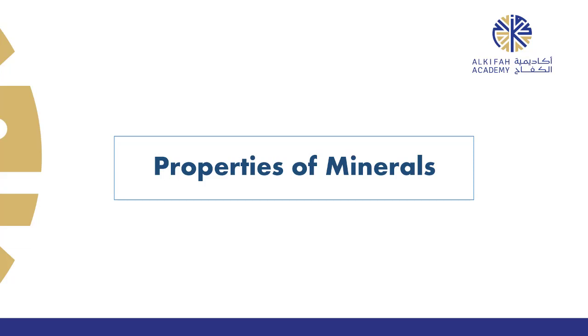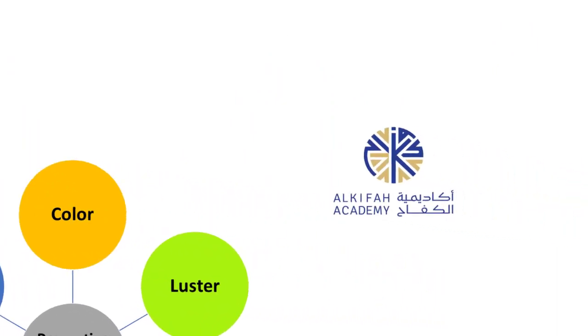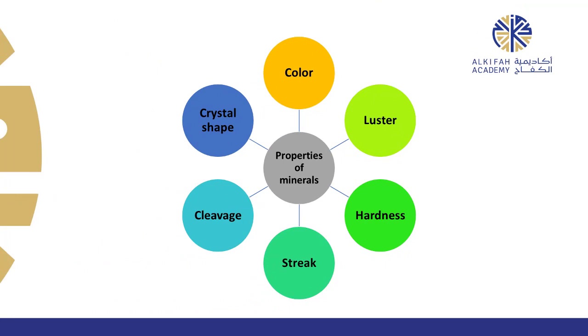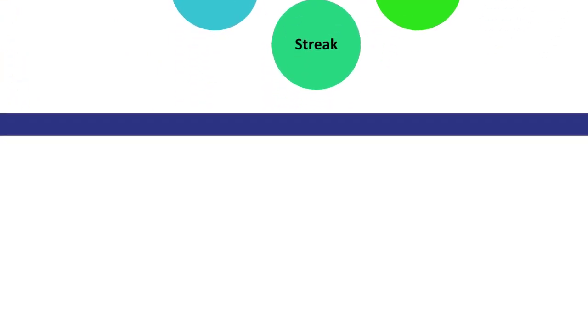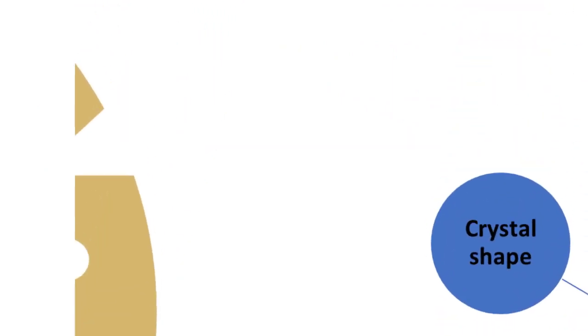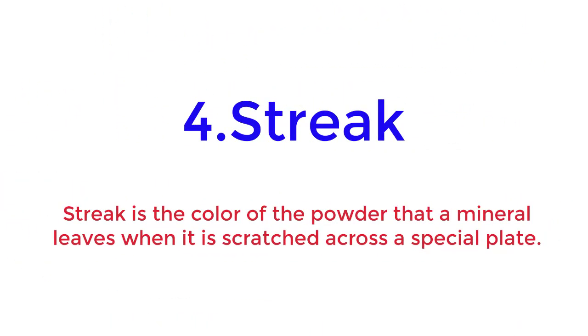Today, inshallah, we will continue properties of minerals. In the previous lesson, we learned three of these properties: color, luster, hardness. Today, inshallah, we will complete this lesson by number 4, streak, number 5, cleavage, number 6, crystal shapes. And also in the end of the lesson, you will know some additional properties that scientists use to classify minerals or identify it. Let's start with the first property today, streak.